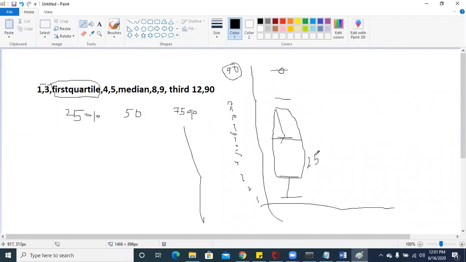25% of the data is lying between 2 and 5. 50% of the data is lying over here. 75% of data is lying between 2 and 12. Did you understand now how this box plot is created?